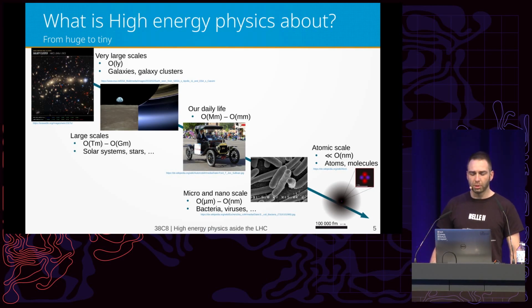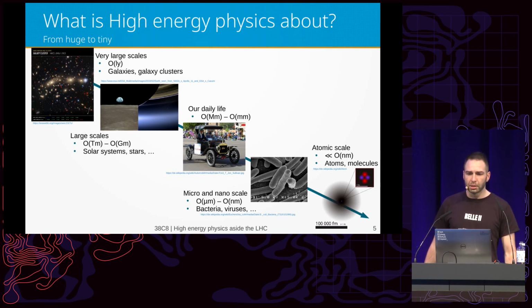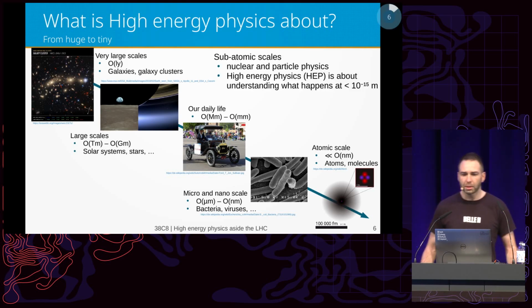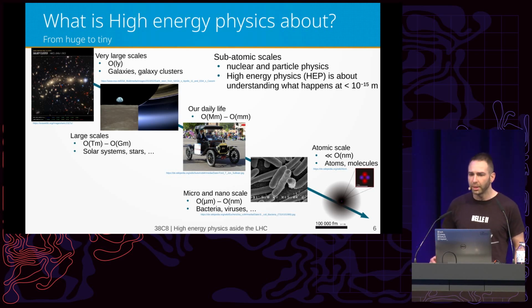Then we go further down to the micro and nano scale, which is on the order of micrometer to maybe nanometer. This is where bacteria and viruses live, for example. And then we go to the atomic scale, which is smaller than a nanometer, much smaller actually, but high energy physics is even much smaller than that. So here we are talking about length scales that are less than a femtometer, and a femtometer is 10 to the negative 15 meters. So it's really, really tiny.